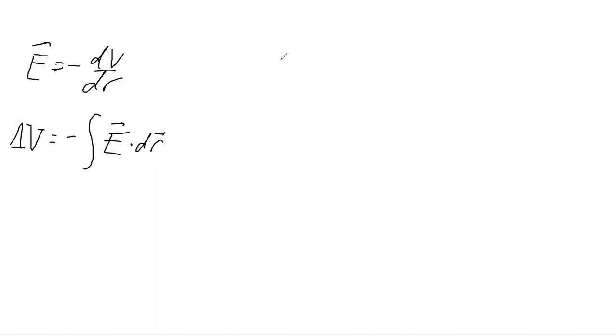We could find the electric field if we know the voltage, right? If we know the potential, all we have to do is take the derivative with respect to space, in this case r. Or if we have the electric field and we integrate it along a certain path, that will give us a change in voltage.